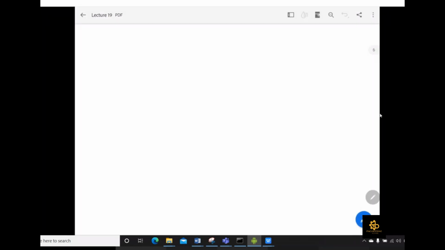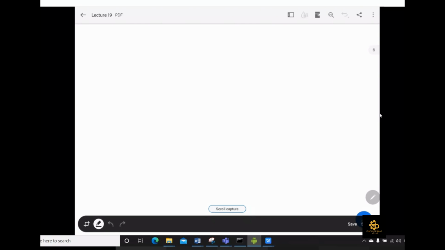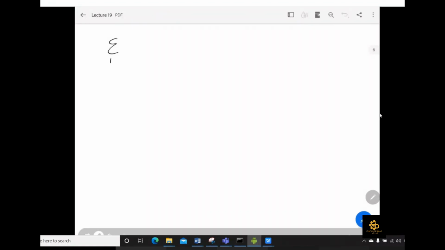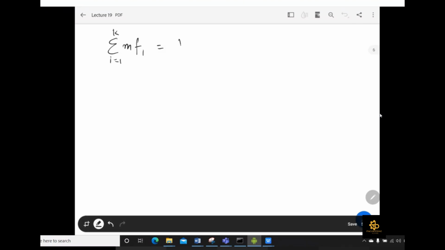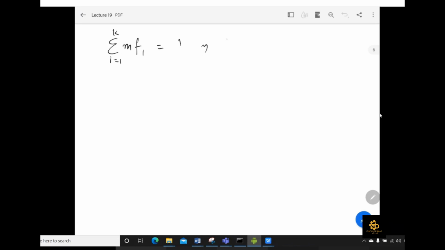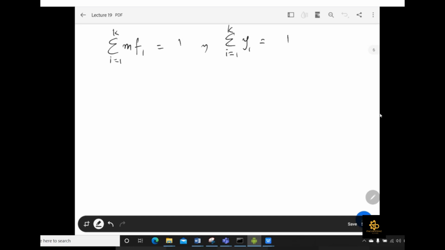Okay, so we already see what the mass fraction and mole fraction are. From here we can also say that for the mass fraction, the summation over K components of mf_i is always equal to 1. If we add all the mass fractions of the individual components, it will be equal to 1. Similarly, for the mole fraction, the summation for i equal to 1 to K of y_i is also equal to 1. So if we add all the mole fractions, it also becomes equal to 1.